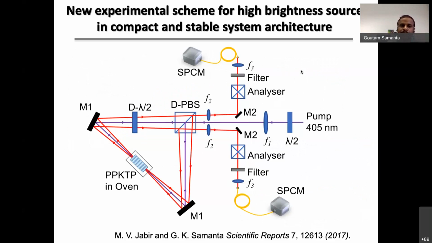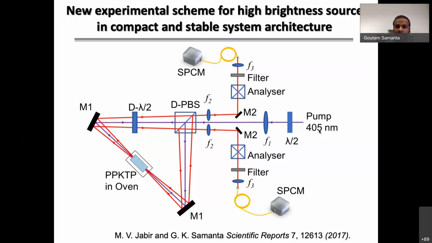But now I'm going not in the classical domain, but into the quantum domain, where we can deal with a very small number of photons and study their quantum properties. For this, we have devised a new experimental scheme where we can generate single photons or entangled photons with high brightness, because when we talk about single photons or quantum optics, the photon numbers have to be very small. Again, only if the photon numbers are very small can you see the quantum effect.